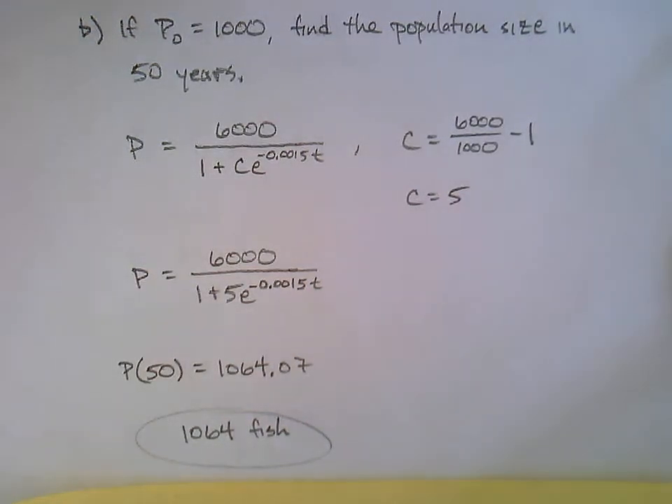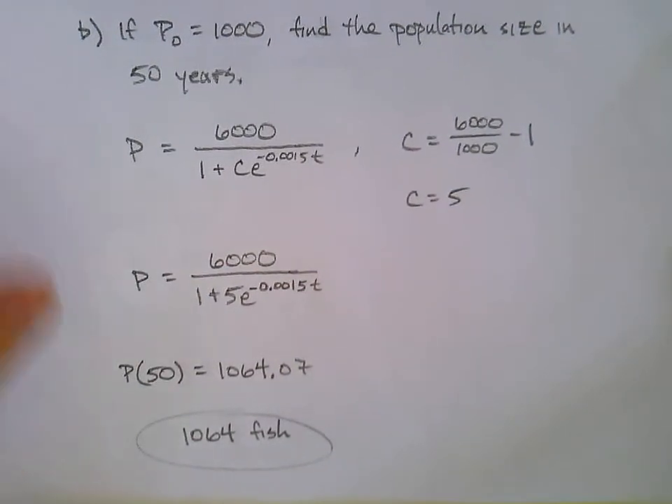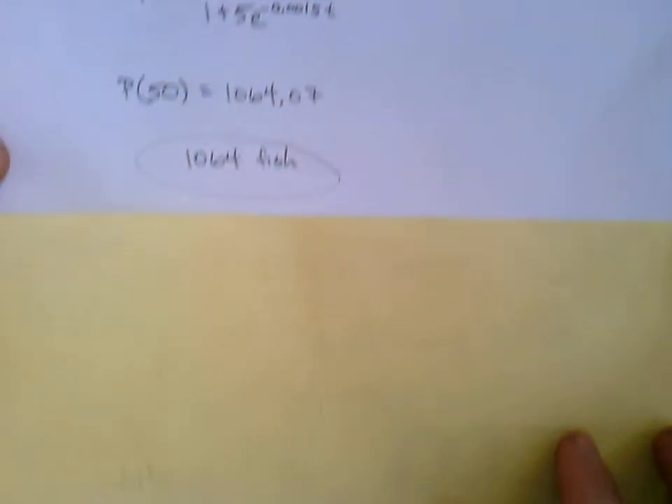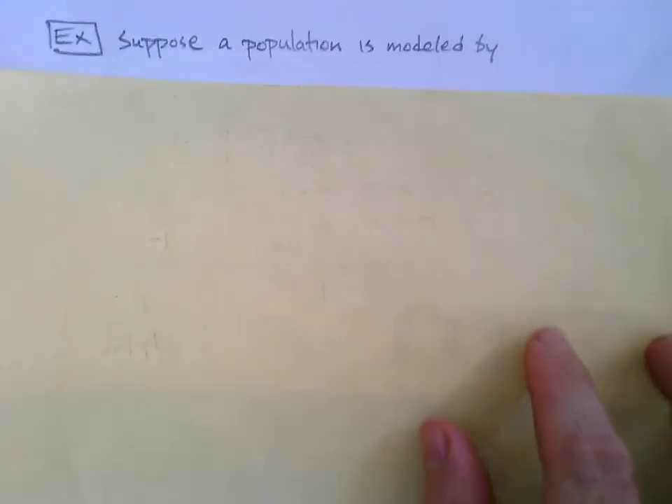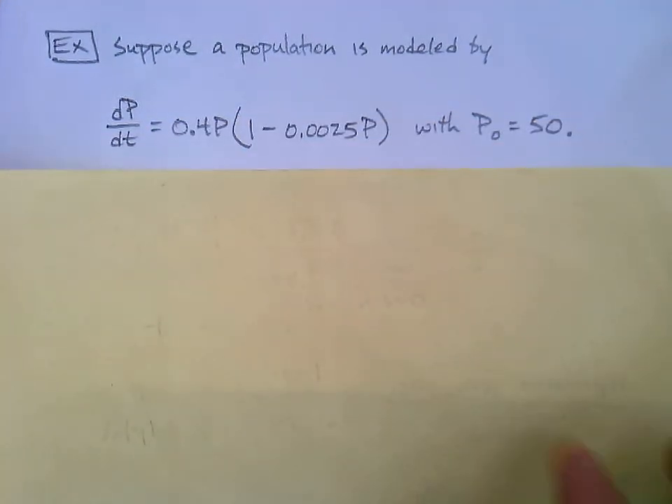Okay. So there's one example. What else might you see? Let's take a look here. Suppose a population is modeled by, and they give us the differential equation, dP over dt equals 0.4P times the quantity 1 minus 0.0025P with initial population P naught equal to 50.